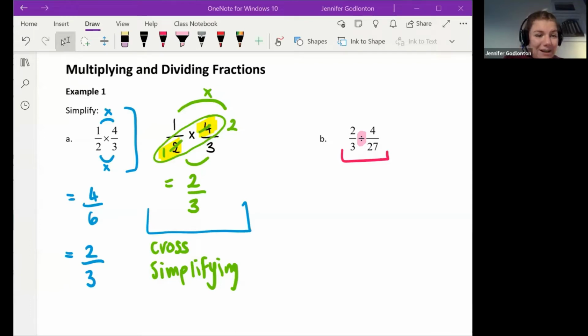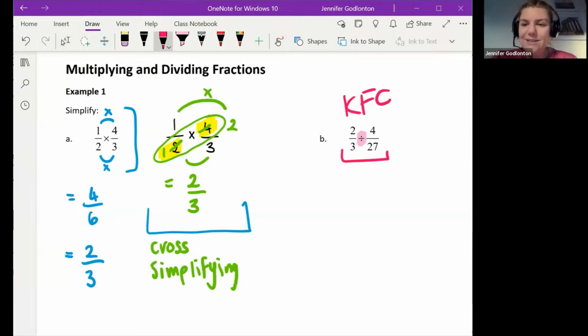Yes, I'm seeing some great answers in the chat. We're going to keep, change, and flip. Remember, this is our situation of KFC. This is when we think about chicken. Okay, so we need to start associating divide signs with fractions with KFC. And KFC stands for, the K stands for keep, the F stands for flip, and the C stands for change.